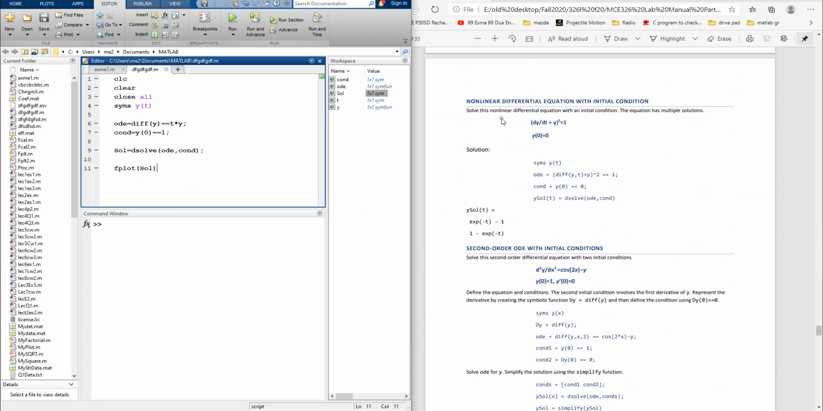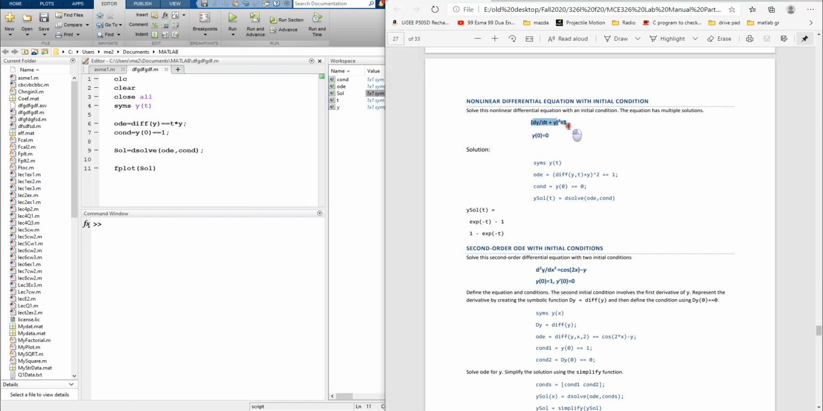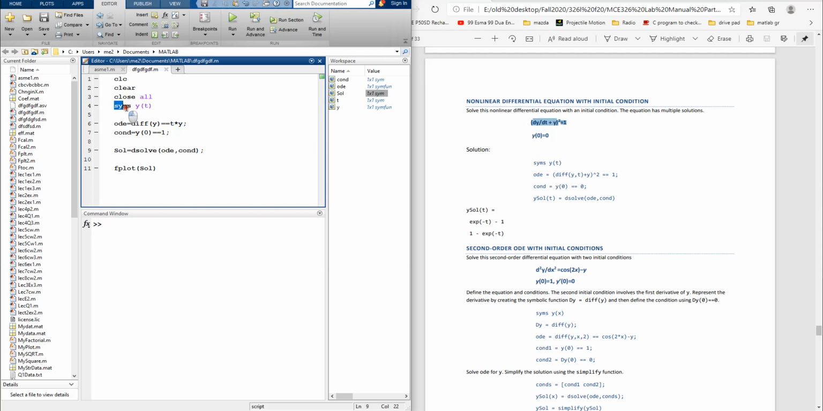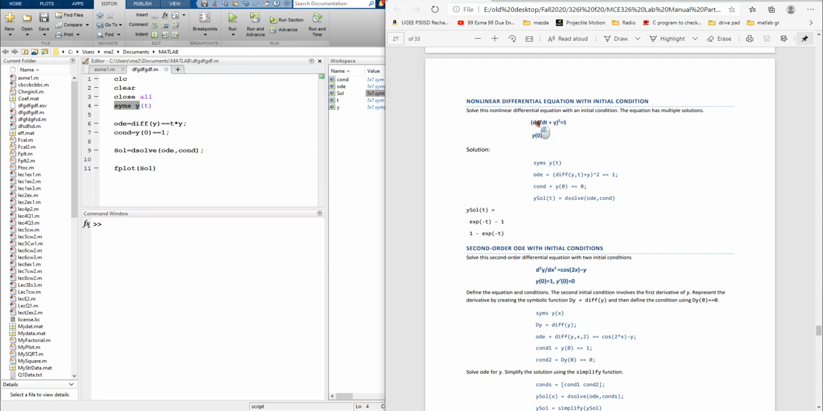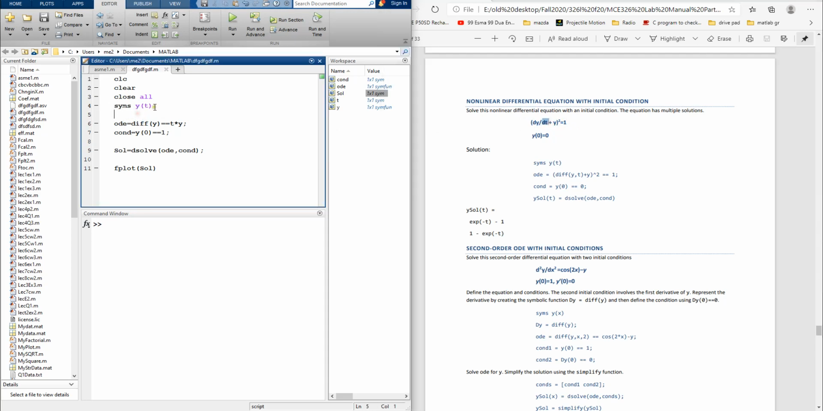Now, how can we solve a nonlinear differential equation with initial conditions or without? We have this problem: dy over dt plus y, all of them to the power 2, equal to 1. Exactly the same, syms. What is the variable, the function name? It is y. Function of what? Function of time. So keep it, y of t.